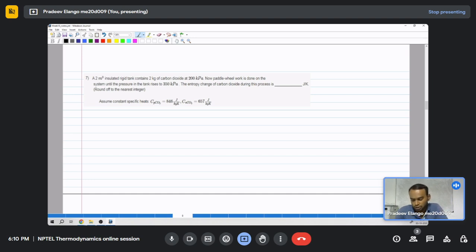Next problem. A 2 meter cube insulated rigid tank contains 2 kg of carbon dioxide at 200 kilopascal. Now paddle wheel work is done on the system until the pressure in the tank rises to 350 kilopascal. The entropy change of carbon dioxide during this process is dash joule per Kelvin.